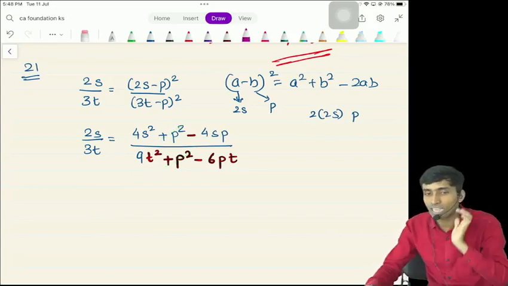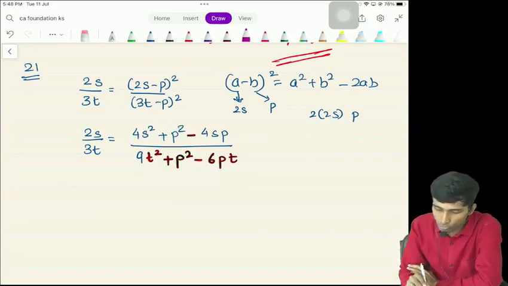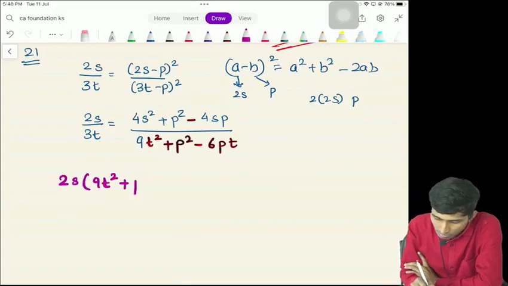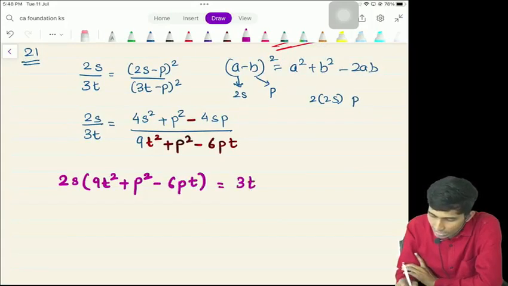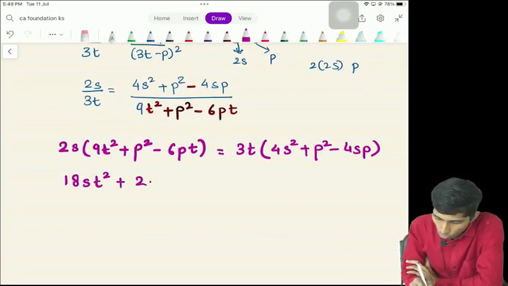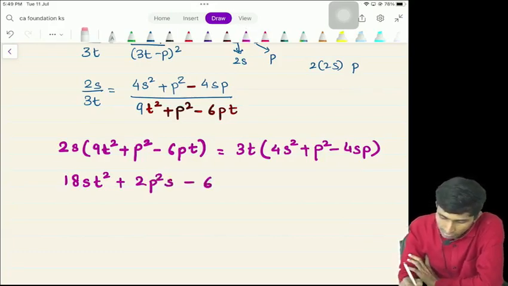Listen. Now what will I have to do? Cross multiply. 2s into (9t square plus p square minus 6pt) is equals to 3t into (4s square plus p square minus 4sp). Open the bracket. 9 2s are 18st square plus 2p square s minus 6 2s are 12.